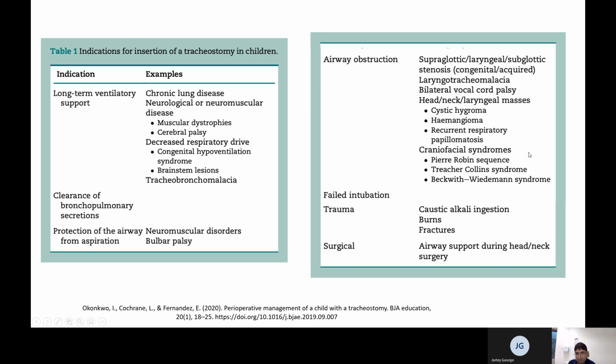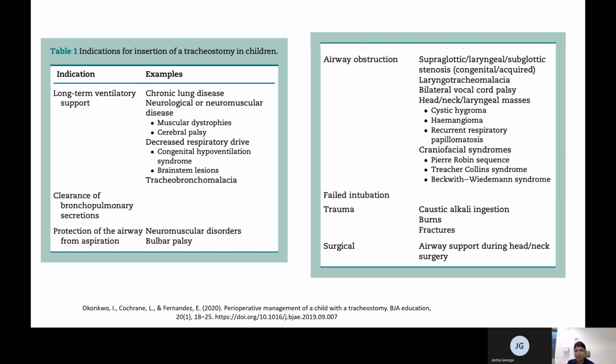So these craniofacial anomalies have malformations of the mandible and maxillary bone, and as a result have a narrow upper airway, and the children might struggle to breathe right from birth. Quite often these patients need tracheostomy in the neonatal period or very early after birth.